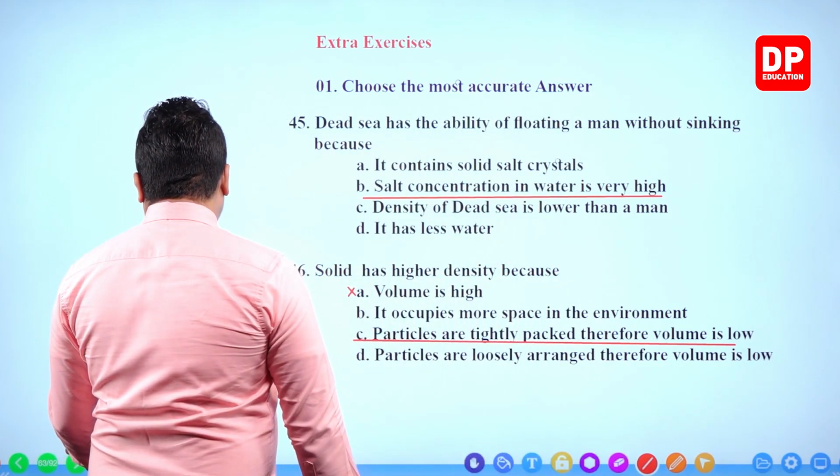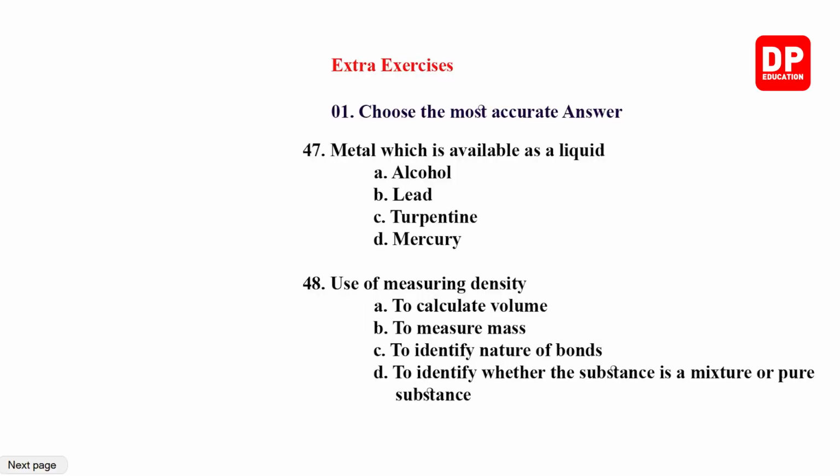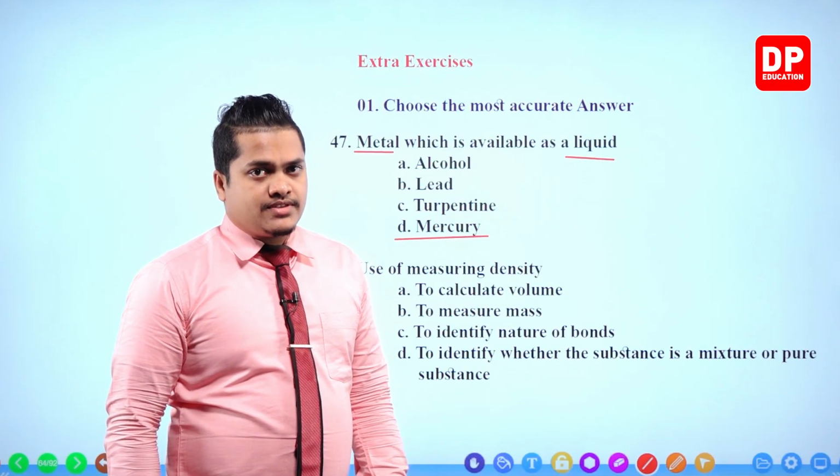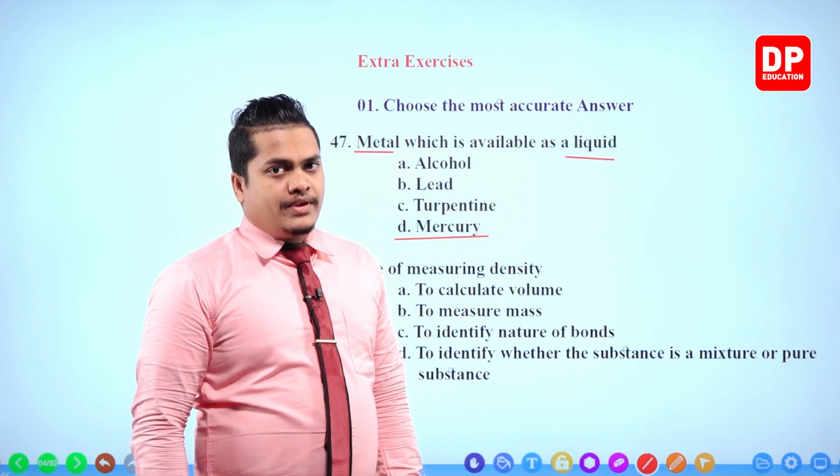Right. Then the next question. Metal which is available as a liquid. Very simple, my dear children. A metal which is available as a liquid is mercury, which has a very high density, like 13,600 kilograms per cubic meter.